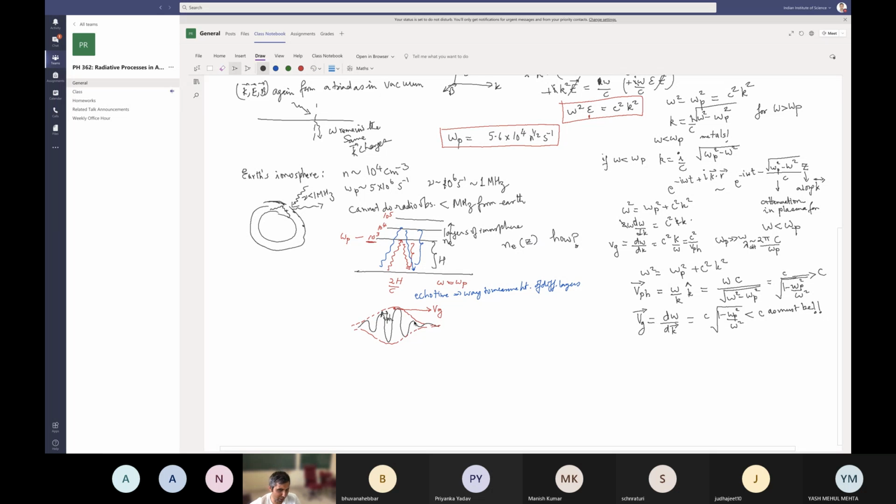So do you understand this difference between group velocity and phase velocities, people? Is there anyone here who does not know the importance of the distinction between these two velocities? Let's see.